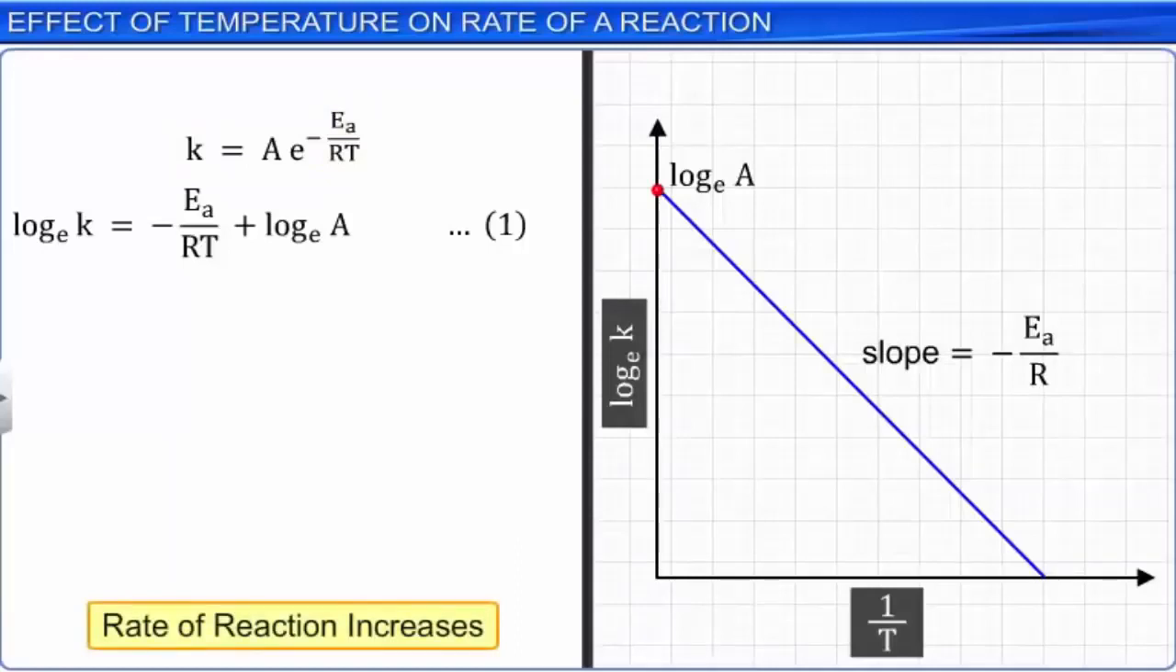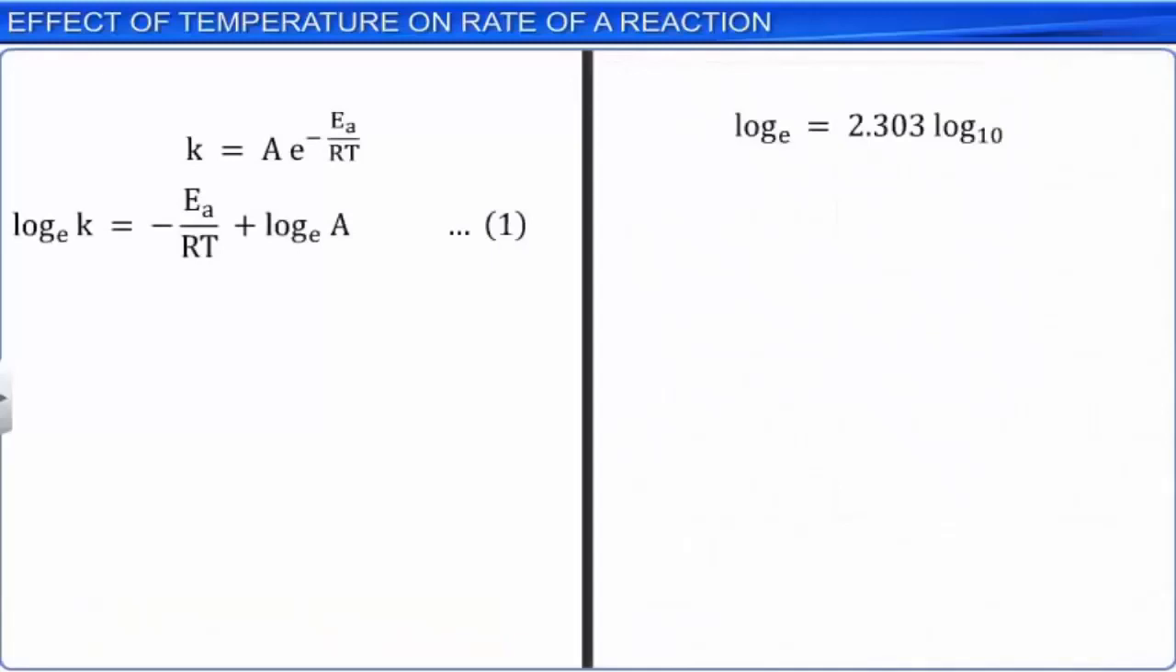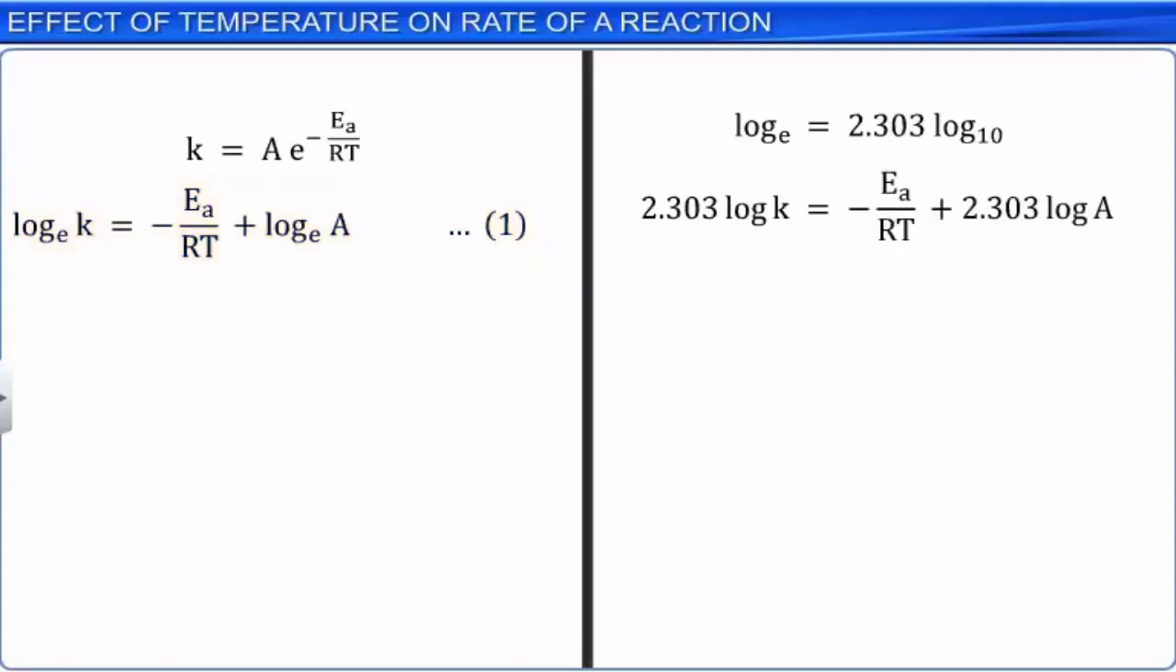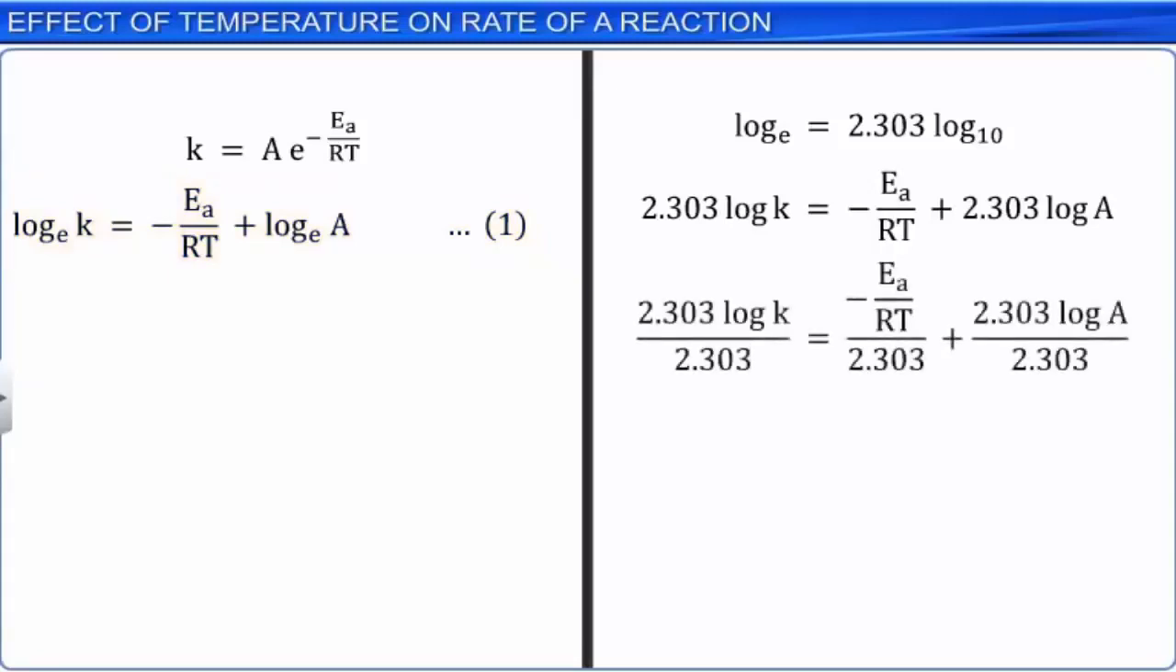As log to the base e is equal to 2.303 log to the base 10, equation 1 can also be written as 2.303 multiplied by log k is equal to minus Ea by RT plus 2.303 log A. On dividing this equation by 2.303 on both sides, we get log k is equal to minus Ea divided by 2.303 RT plus log A. Let this be equation 2.